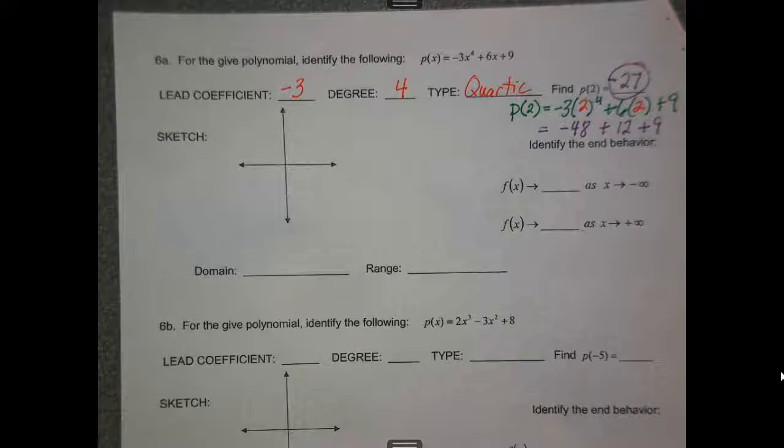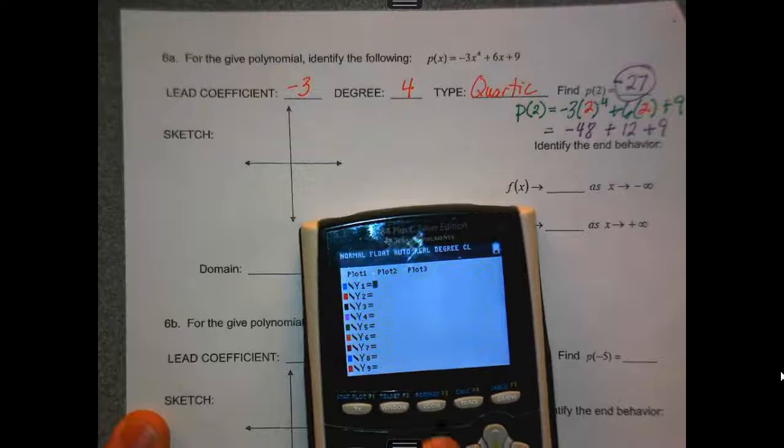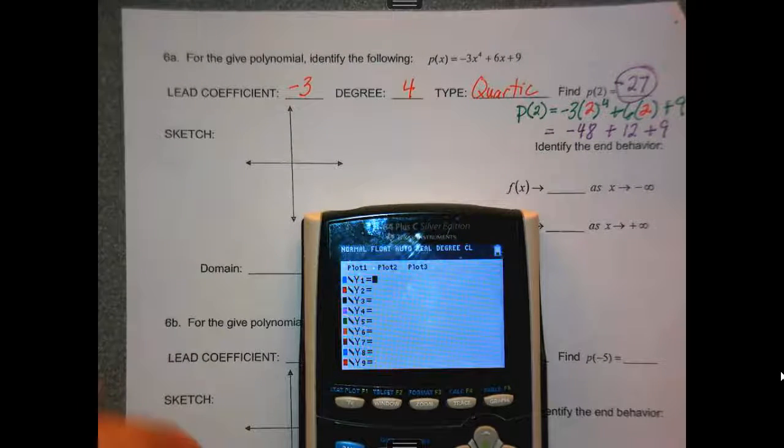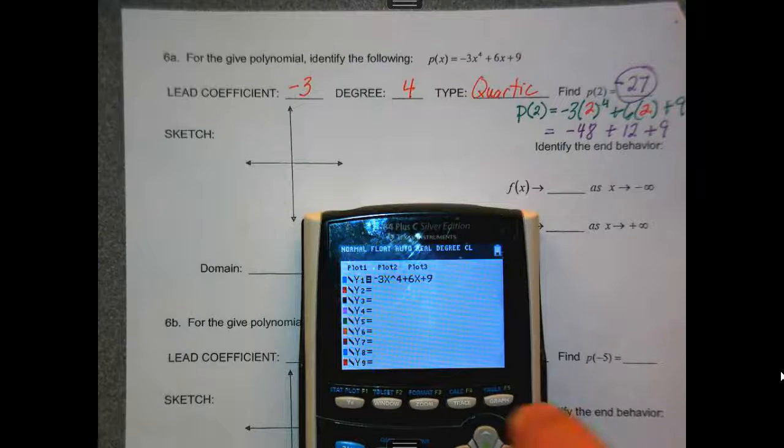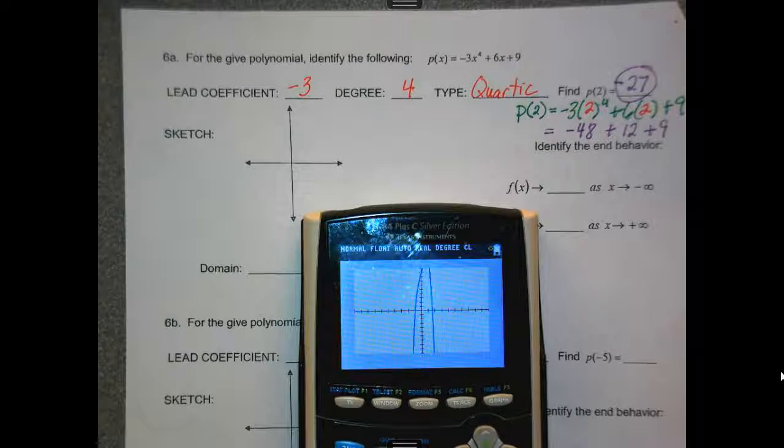Okay, then it says we have to come up with a domain and range. Might as well graph it because we have to do end behavior too. So grab your calculators. All right, we have negative 3x to the fourth plus 6x plus 9. Graph it. And we have an upside down parabola, or as we mathematicians like to say, parabola. Actually, we don't. It's just fun to say.